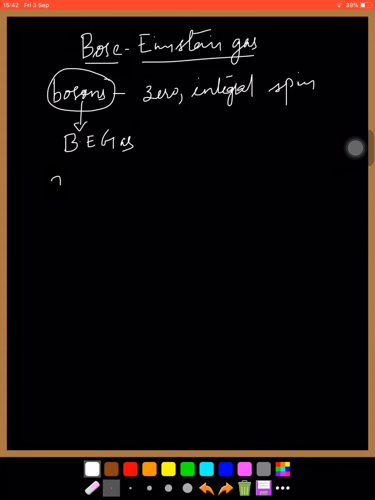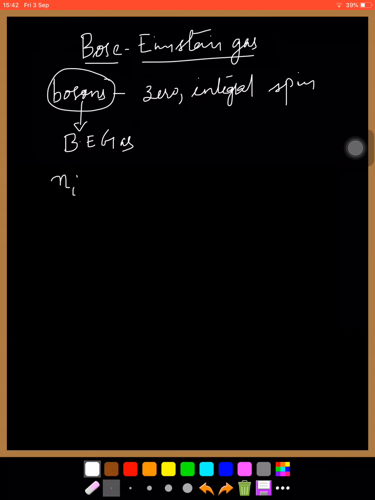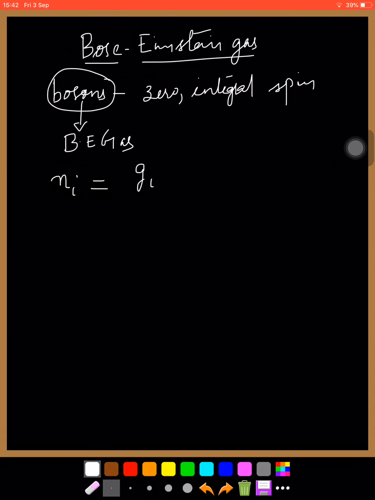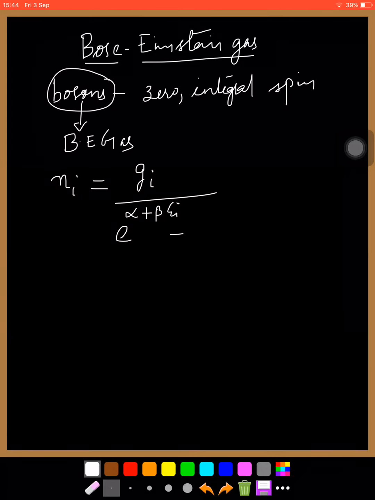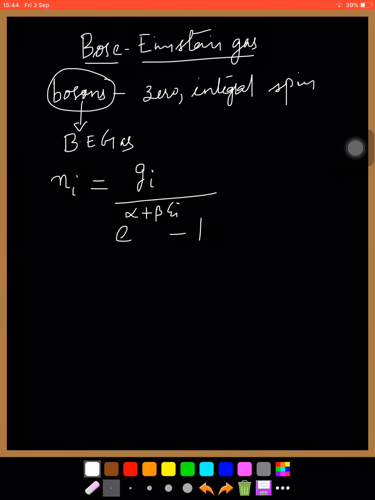And we know the Bose-Einstein distribution. The number of particles in the energy level Ei, if gi is the degeneracy of the level, Ni is gi by e raised to alpha plus beta Ei minus 1. That is the Bose-Einstein distribution. Here the particles are bosons, therefore we use the Bose-Einstein distribution.